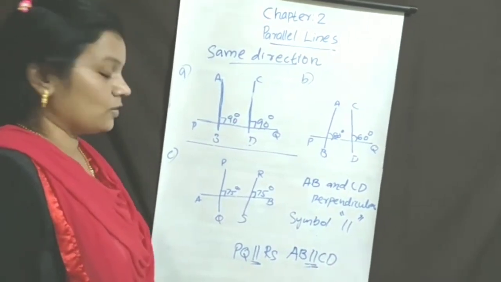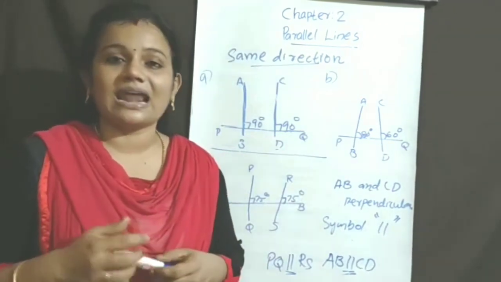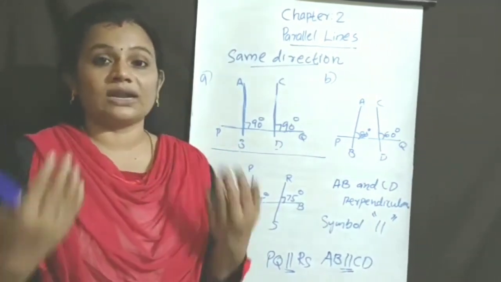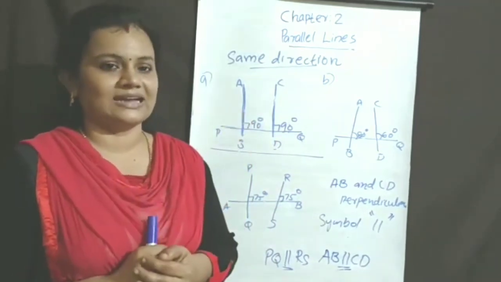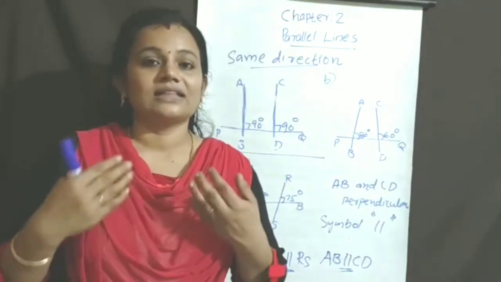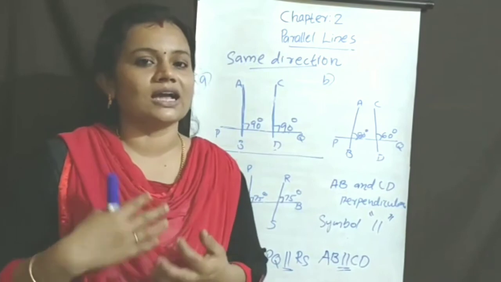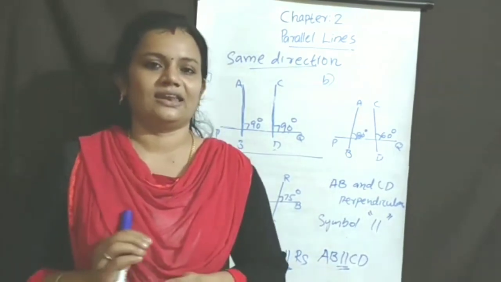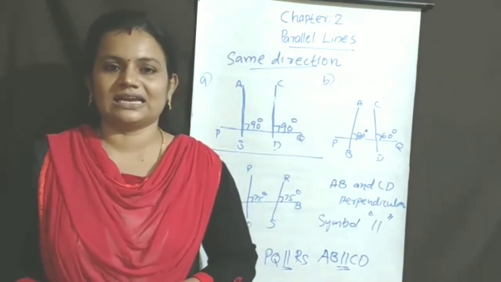My dear children, you understood that. Now we are discussing our second chapter, parallel lines. First we discussed what parallel lines are, then the definition of parallel lines. The second one is the direction of parallel lines. Then we concluded that parallel lines make equal angles with any line. Understood these topics, my dear children.